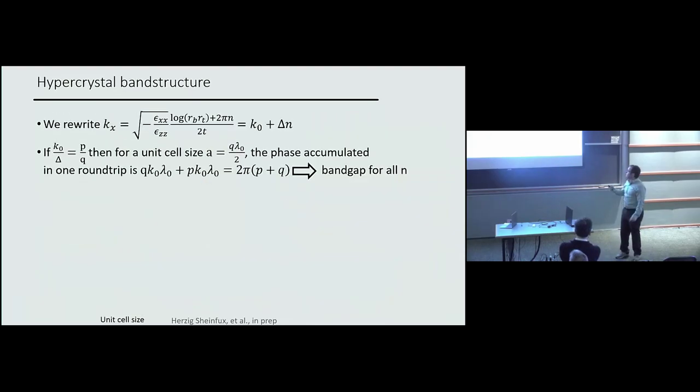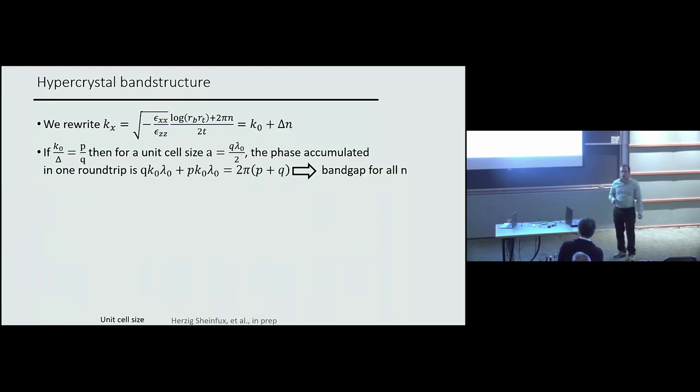So why does it show up there? You can actually understand it quite intuitively if you go back to the equation for the momentum of the mode that we started with. If this is your k, you can decompose it into some k0 plus an integer number multiplied by another number delta. If the ratio of k0 and delta is a rational number, it means that if you start stretching out your supercell, there is a large enough unit cell at which all of these modes are accumulating a 2 pi phase per round trip, or an integer multiple of 2 pi phase, and therefore they all have a band gap.